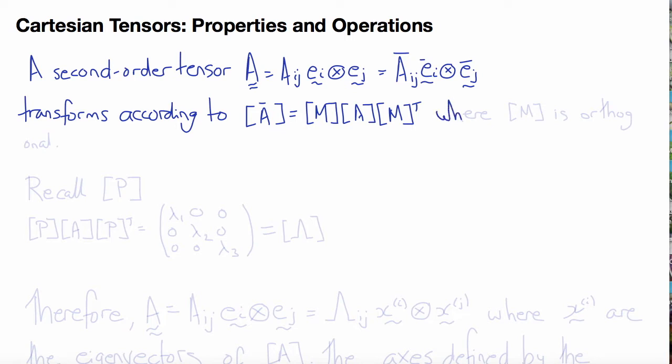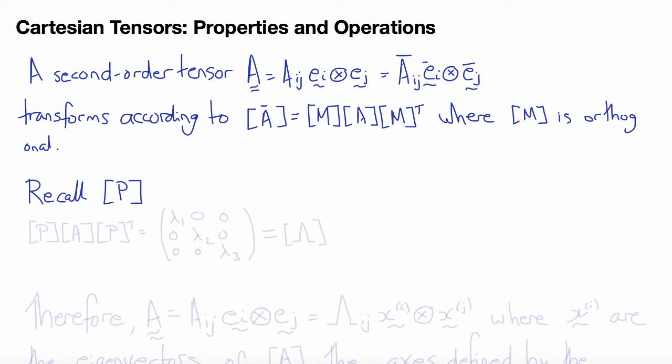These components between these two frames of reference transform according to the rule that we've seen before using the orthogonal rotation matrix M. So A bar would be equal to M A M transpose, and the inverse of that, converting from the new frame to the old frame, A equals M transpose A bar M.